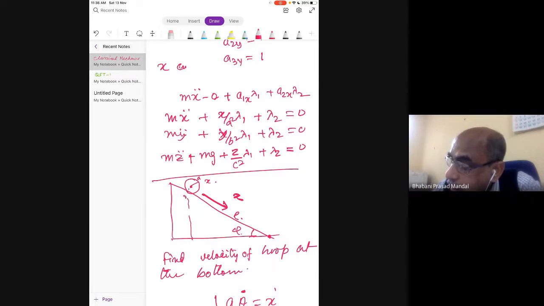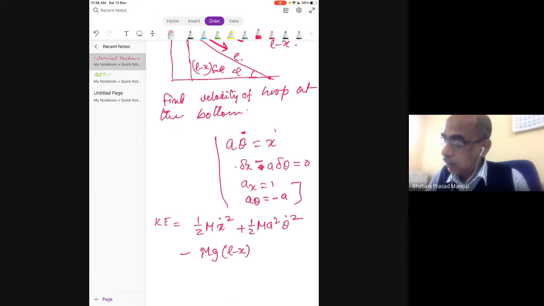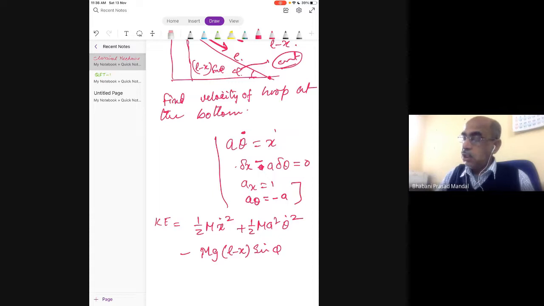This is the x distance from the zero point, so the remaining length is L minus x, so this height will be L minus x times sine phi, right? This is opposite to that, so sine phi. So potential energy will be minus m g h, that is, L minus x sine phi. Phi is fixed here, it is not a variable, it is constant. So this is kinetic energy minus potential energy, so this is your Lagrangian.